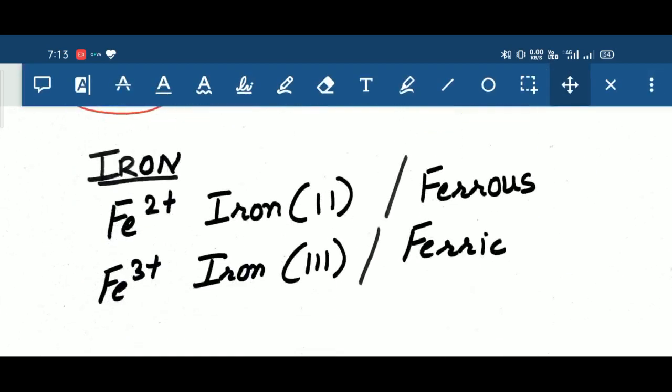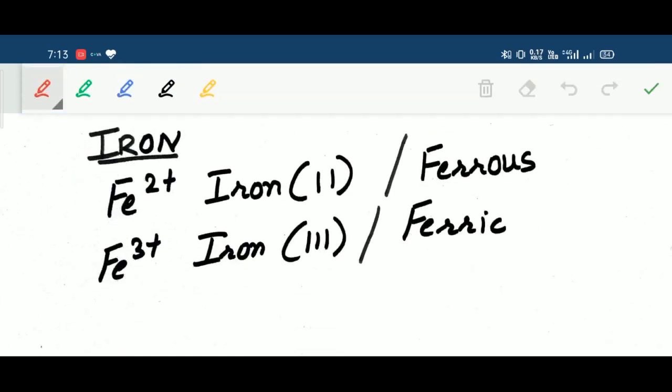Similarly, in case of iron, Fe+2 is written as iron(II) ion, which is known as ferrous ion, and Fe+3 is written as iron(III) ion, which is also known as ferric ion.